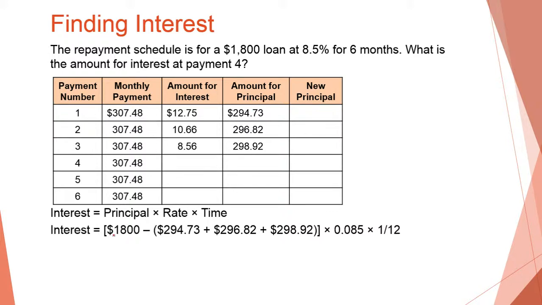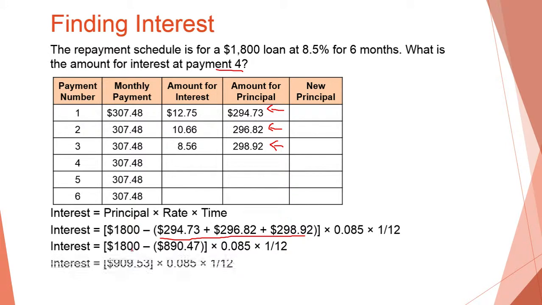was $1,800. However, at payment 4, the principal or the owed balance should be way less because we've made some payments already. These are the amounts that we need to add up because this went towards the principal. We add those up and subtract it from 1800 to give us how much we currently owe. When we do that, we get $909.53. We multiply that by the rate of 0.085 times, because we're only looking for payment 4, which is 1 month, we have to divide that by 12 because it's 1 month out of the 12 months in a year.